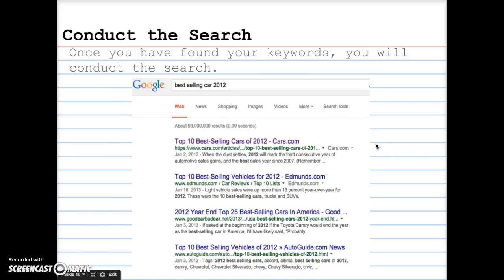Once you have gone through the 4-step process, you are going to conduct your search. How do you conduct your search? You simply use the keywords that you found throughout the query process. I'm going to type in those keywords that we came up with, best-selling car 2012, into my search engine. As you can see, the results are a success.